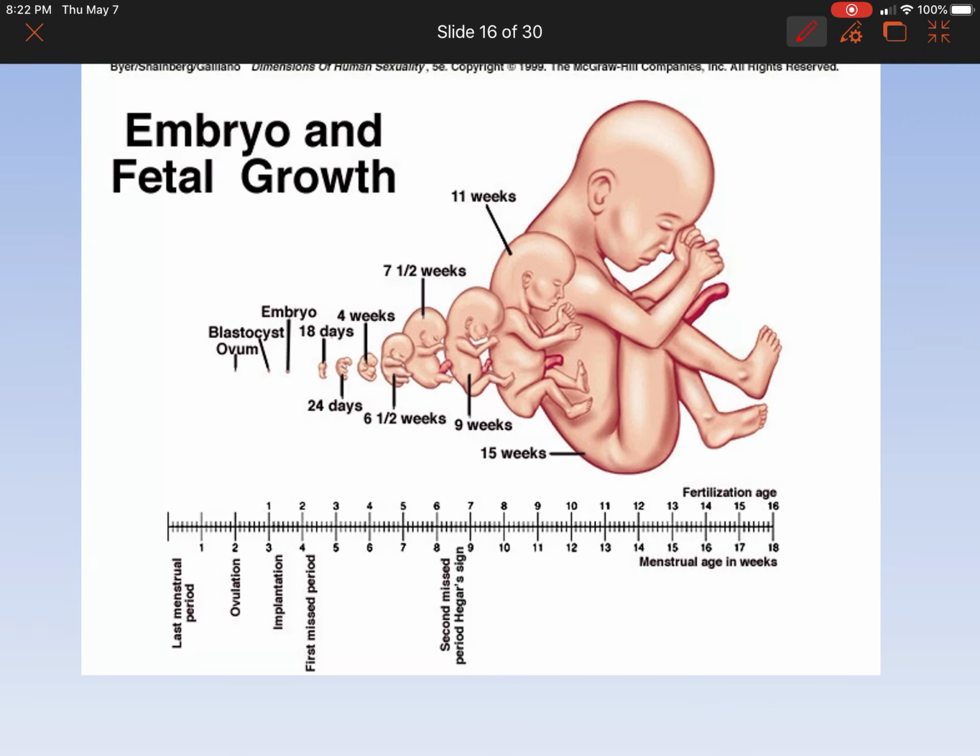Now, the embryo growth and development here, this just shows how it gets bigger over time. And so it is quite a bit bigger, obviously, from, what is this? Fertilization age. Oh, sorry. Yeah, and this is to 15 weeks here. So this is literally just past the first trimester. So it just shows major growth in that first trimester. So lots of growth and development going on.